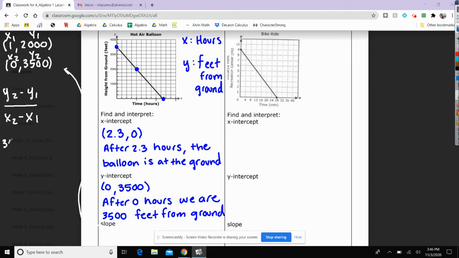Plug them in, I get 3,500 minus 2,000 over 0 minus 1, which simplifies to 1,500 divided by -1. So negative 1,500 feet per hour is going to be our slope. And that is just going to be the speed of the hot air balloon.